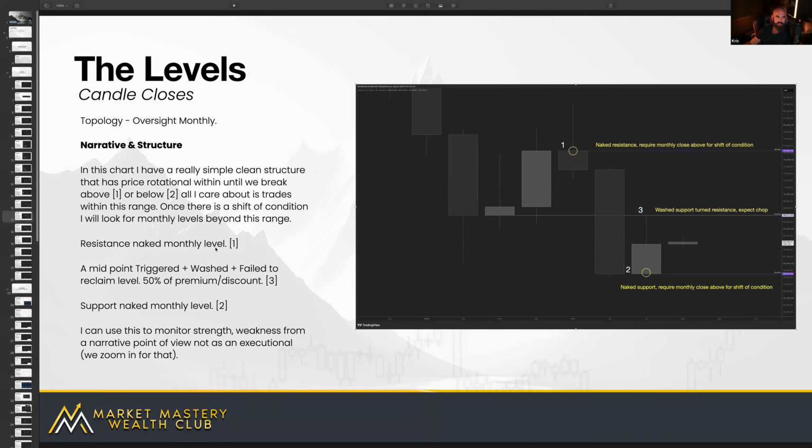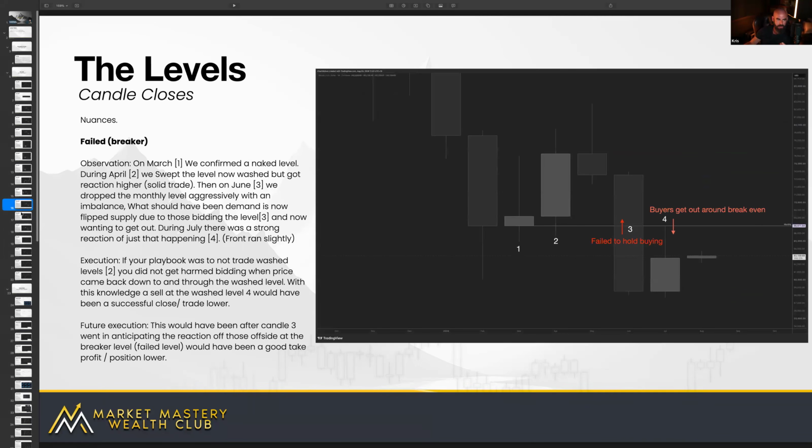So one is resistance, naked monthly level, midpoint triggered, washed and failed. We discussed this just before, and that was this example here. We understand what happened. We understand the mechanics, the auction market theory, those who bid wash levels, those who become supply when price gets back up, so the buyers get out at break even, huge flood of selling. And smart money goes, well, hell, I'm not buying this premium. So what do they do? They stop bidding as well. And we roll back to a fair value, which we could probably measure, it's probably 50% of this bottom section of this candle. And now they're trying to iron out, should we attack again or should we roll over?